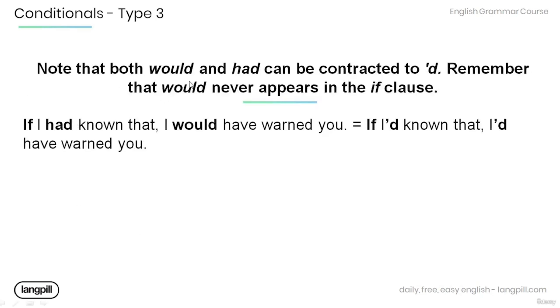Note that both would and had can be contracted to apostrophe d. Remember that would never appears in the if clause. Have a look at the example over here. If I had known that, I would have warned you. This would be equal to: if I'd known that, I'd have warned you.